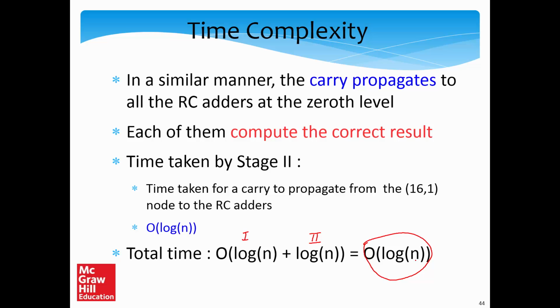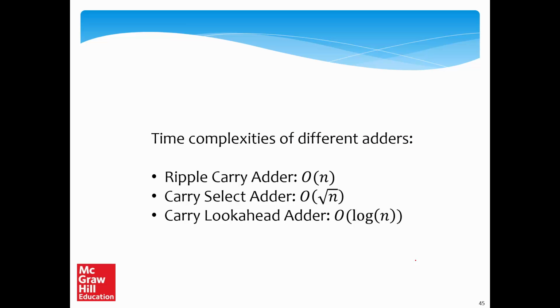That we can have an adder, in fact a very fast adder, and this adder is also used in commercial circuits, and it takes order of log n time to finish its computation. So let us summarize the time complexities of different adders. The ripple carry adder takes order of n time. The carry select adder that we discussed.